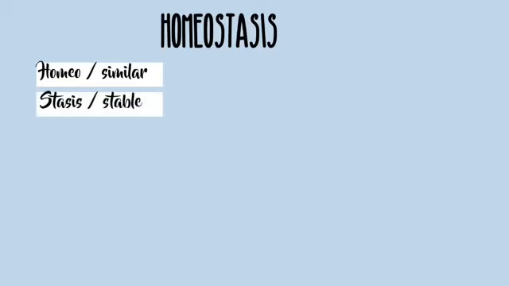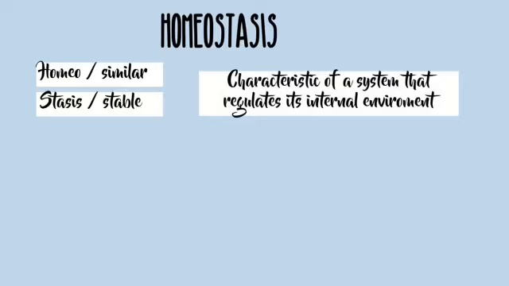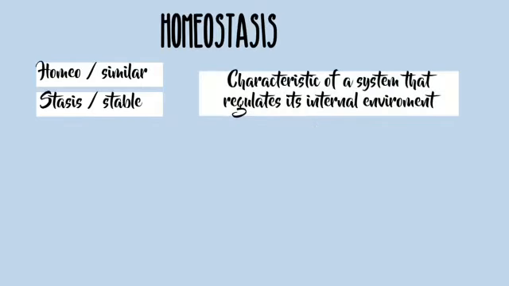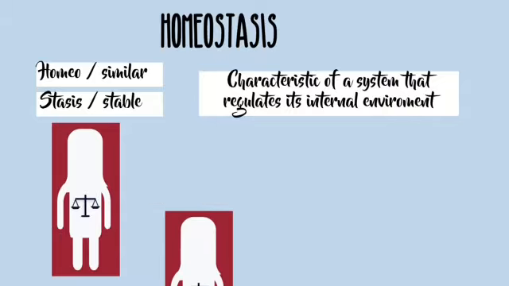What is homeostasis? Homeostasis is a key concept in understanding how our body works. It means keeping things constant and comes from two Greek words, homeo meaning similar and stasis meaning stable. A more formal definition of homeostasis is a characteristic of a system that regulates its internal environment and tends to maintain a stable, relatively constant condition of properties.